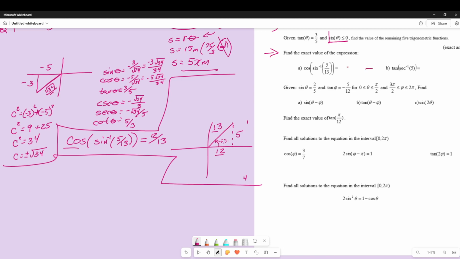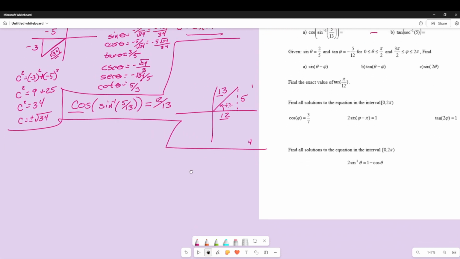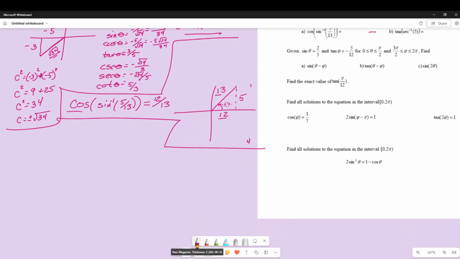Part B here, tangent of the secant inverse. Nobody likes dealing with secant and cosecant, cotangent, especially cotangent. But the nice thing is we don't really have to. The tangent of the secant inverse of 5, and we could work with that. It's not that much of a big deal. But the big thing we know about secant is it's the reciprocal ratio for cosine. So we can change from secant inverse to cosine inverse just by taking the reciprocal of our ratio.